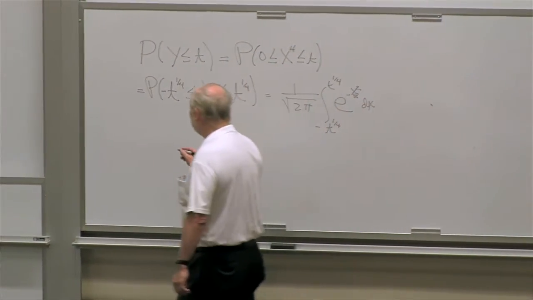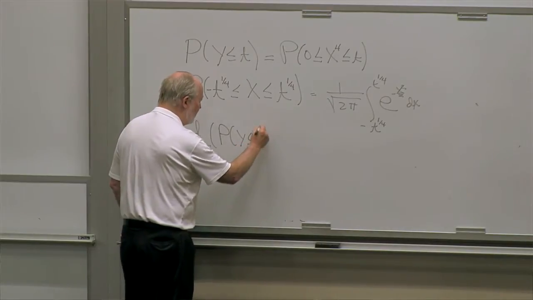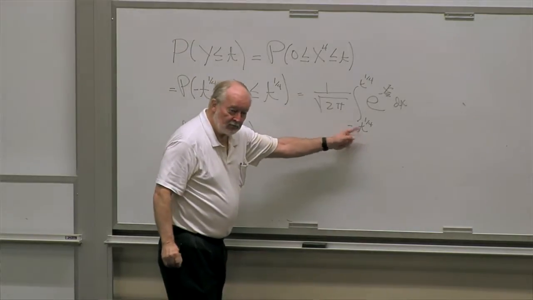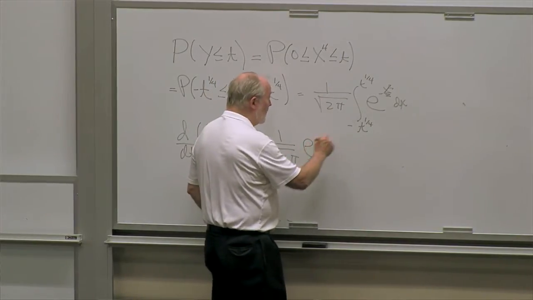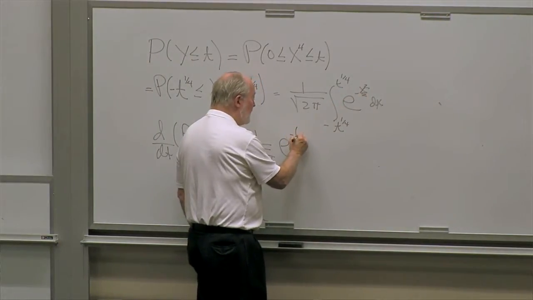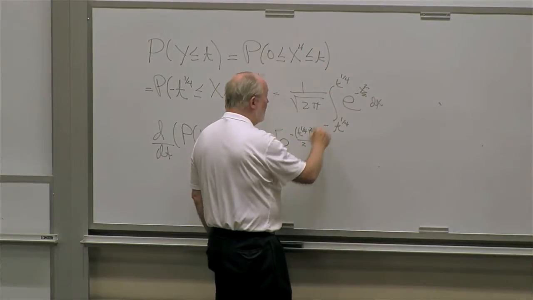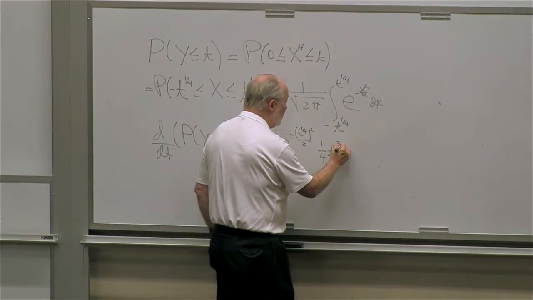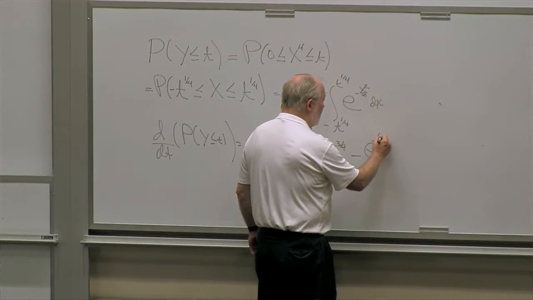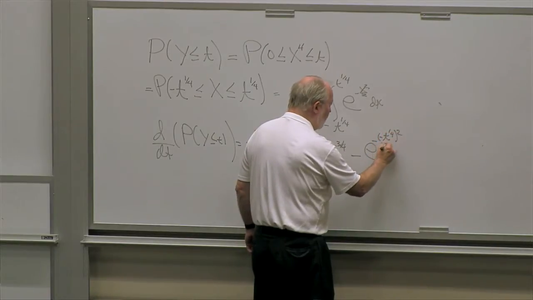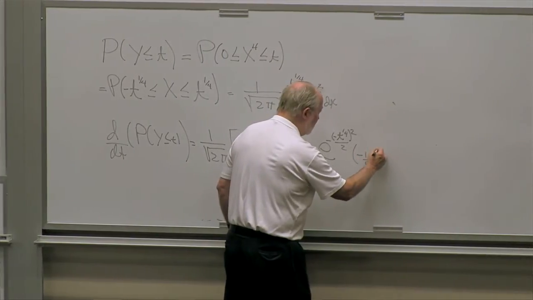Okay. And so now I want to find the derivative with respect to t of the probability that Y is less than or equal to t. And this is going to be just differentiating this integral. So it's going to be 1 over root 2 pi times e to the minus t to the 1/4 quantity squared over 2, the upper limit, this is chain rule, times the derivative of this, which will be 1/4 t to the minus 3/4. And then now I take the lower limit, that's going to be minus e to the minus t to the 1/4 power squared over 2 times the derivative of this, which is going to be minus 1/4 t to the minus 3/4.